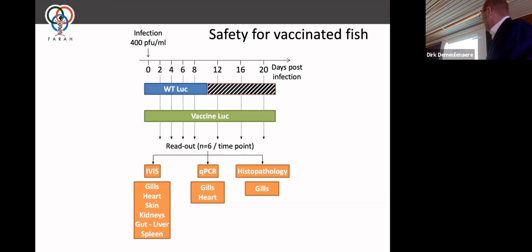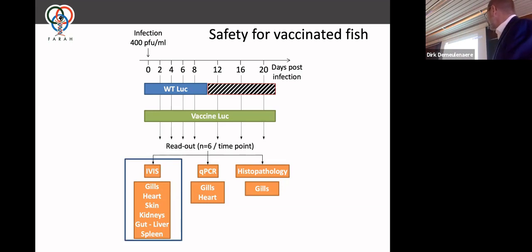Of course, not for all the organs, because you cannot do it. But you see that gills, for example, were analyzed by all the three readouts. And if you read this paper, a very important thing throughout the paper is that for a defined time point and a viral genotype, the same symbol means the same fish. So you can go throughout the paper and correlate the data that we obtained by IVIS, qPCR, and histology. So you can really see that the readout gives you the same result. So let's see the results of the IVIS.